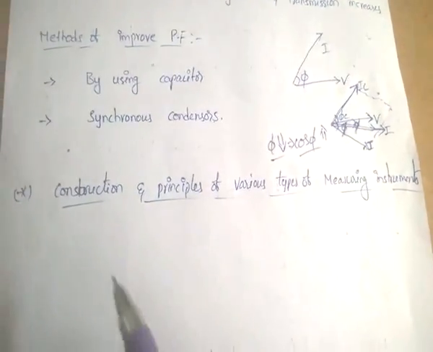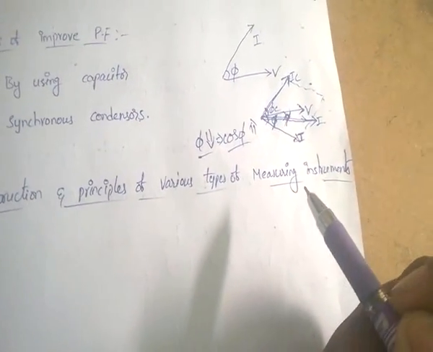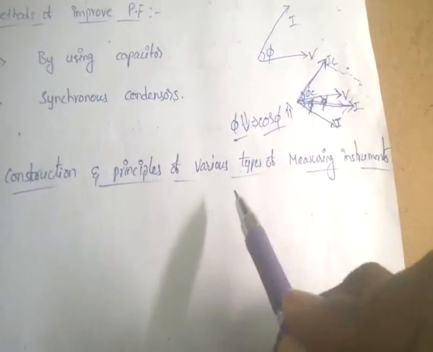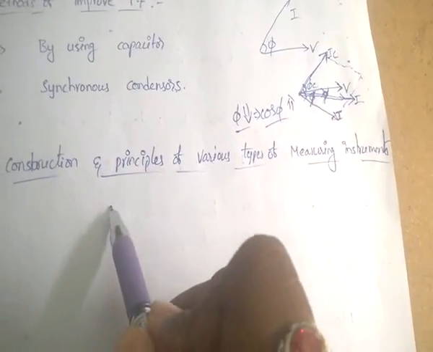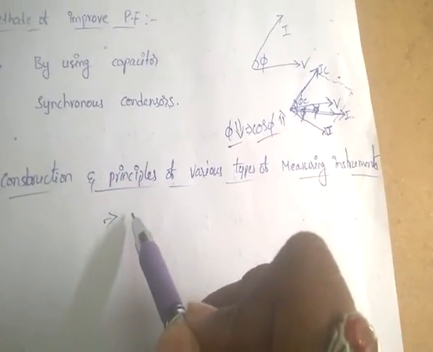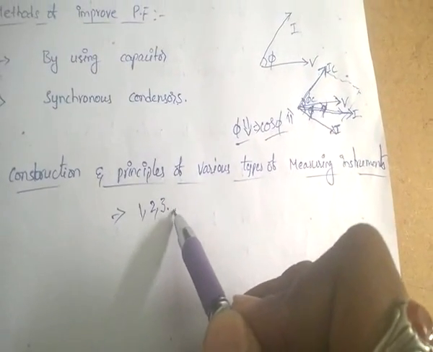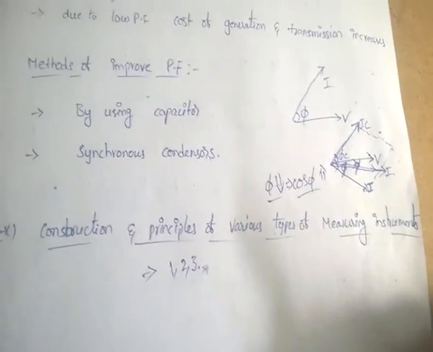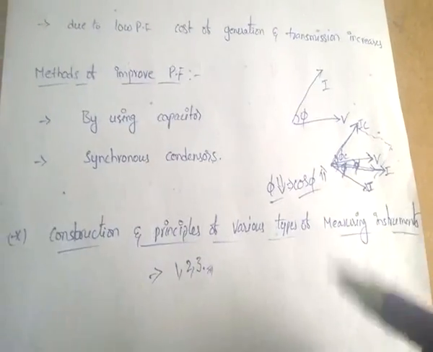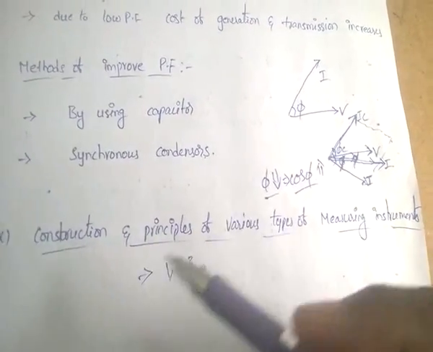Next topic, construction and principles of various types of measuring instruments. I already explained this in instruments and measurements part 1, part 2, part 3. In the next video I will explain the remaining topics. Once again I will repeat all the topics.